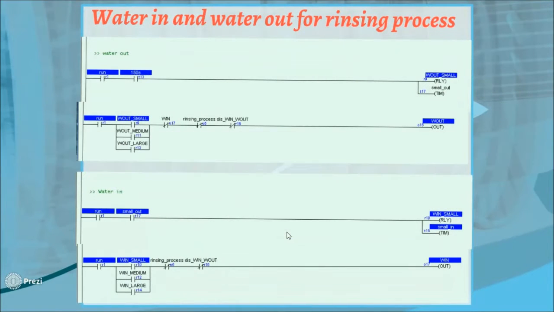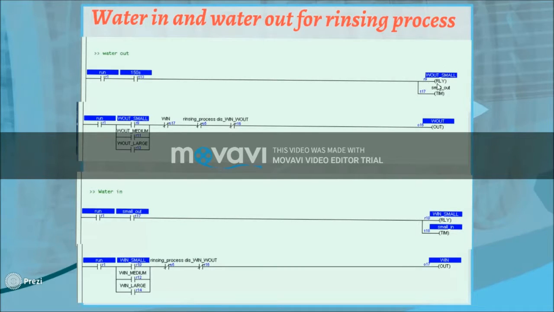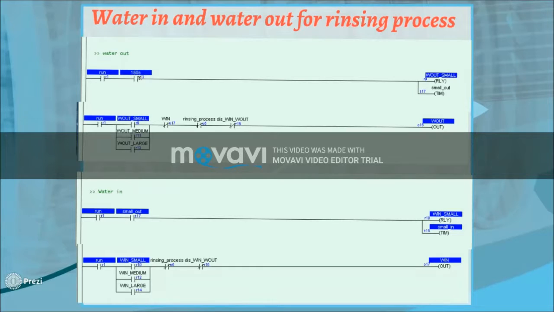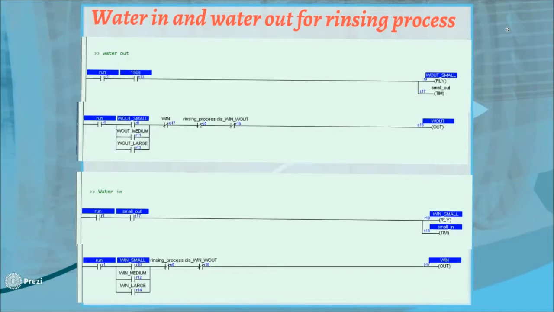Next part is to drain the water out of the machine and fill in clean water for rinsing process. 150-second timer is connected to the W out small relay output that is in parallel with small out timer, which is set to 30 seconds. W out small relay is referred to as water draining out for small load. This relay is triggered once the 150-second timer is activated. This activation will next trigger W out output, which refers to the process of draining the water out of the washing machine. Duration of draining the water out of the washing machine is determined by the size of the load.